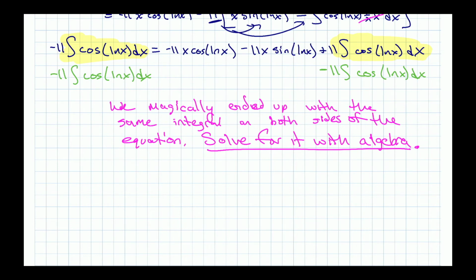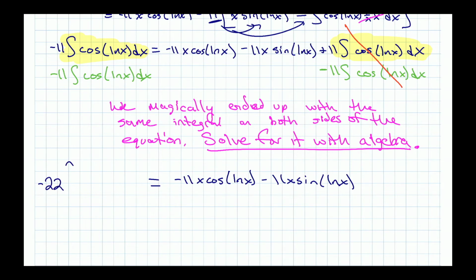Now let's see what we get when we do this. So equals. On the right, I'm going to write out the right-hand half. We have a negative 11x cosine ln x minus 11x sine ln x. Now over here on the right, they just canceled. But on the left, they don't cancel because it's negative 11 minus negative 11. Add them up, you get negative 22 integral cosine ln x dx.